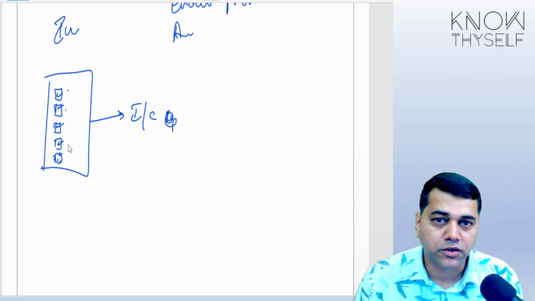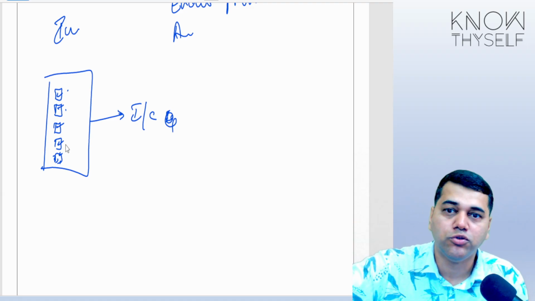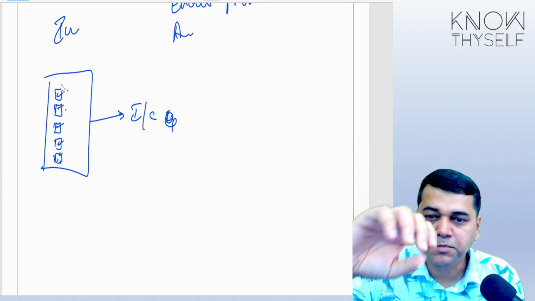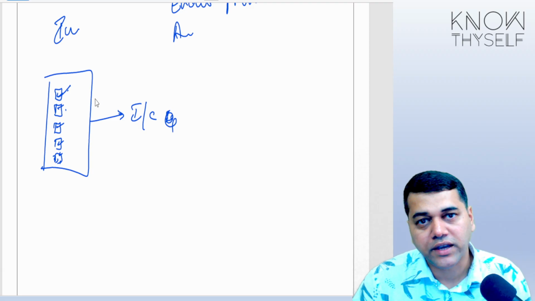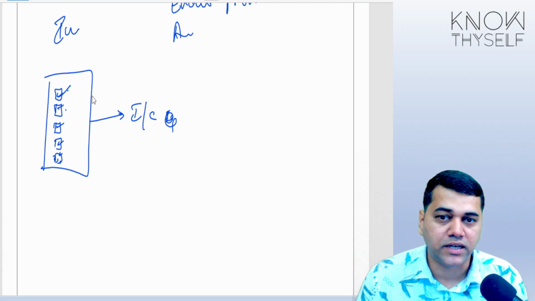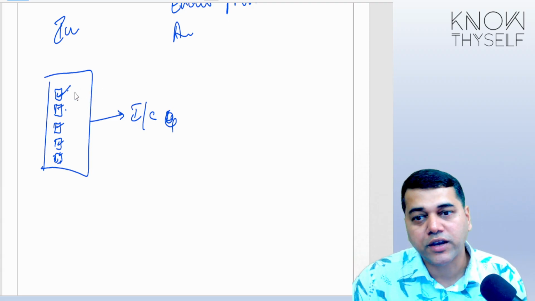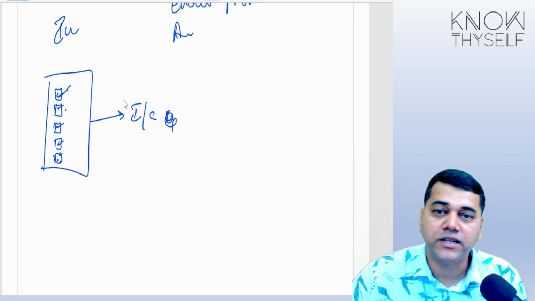Have I given this particular thing? Have I asked them to do the MCQ test? So this particular checklist is for me. Now, when I put a tick mark, from my side, I have completed that particular task. Have you verified whether they are doing this?